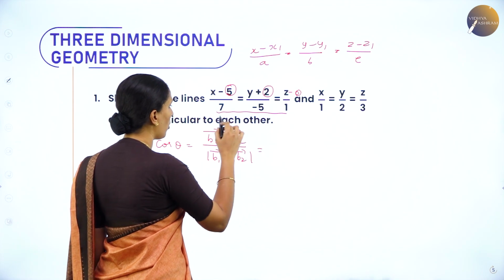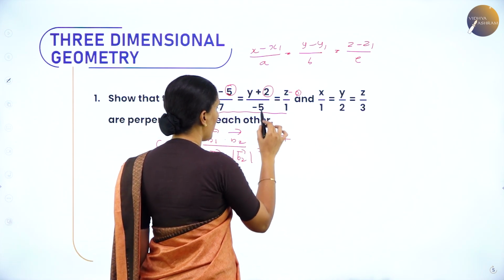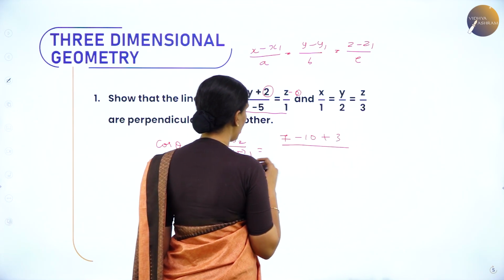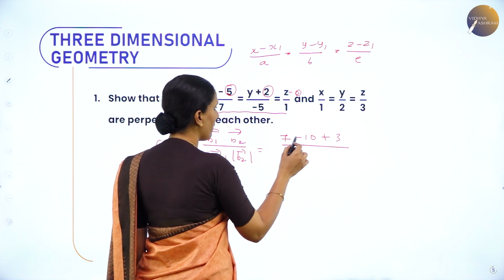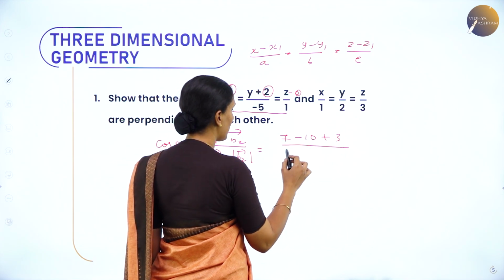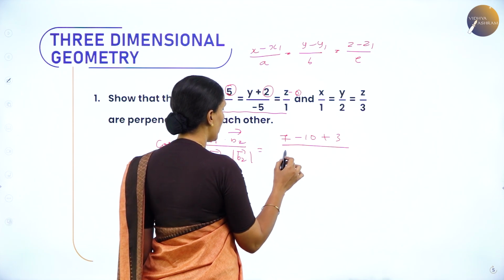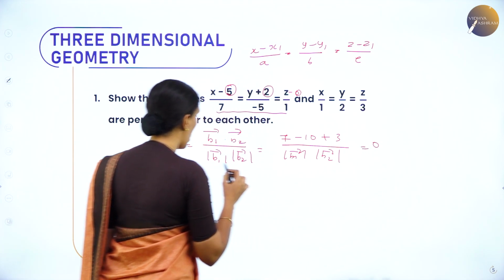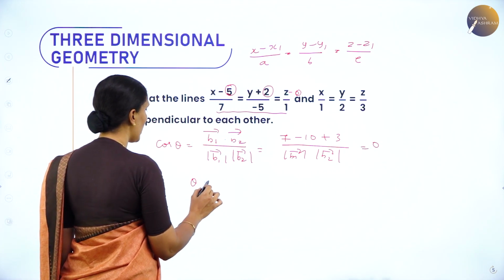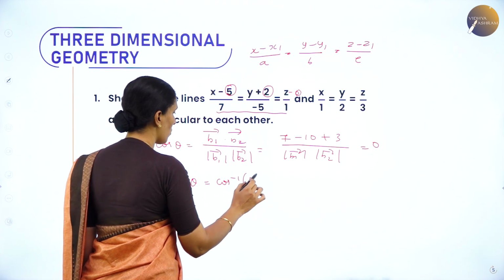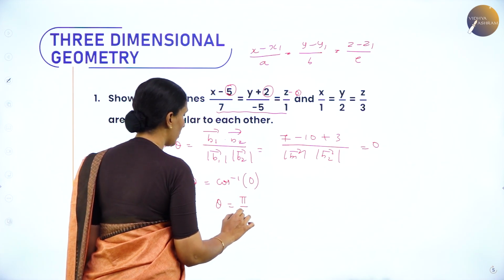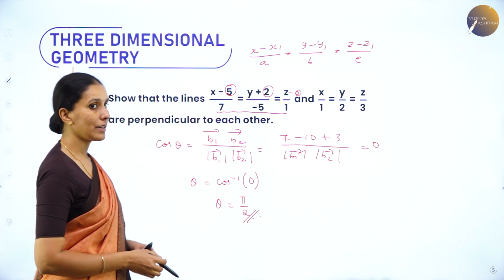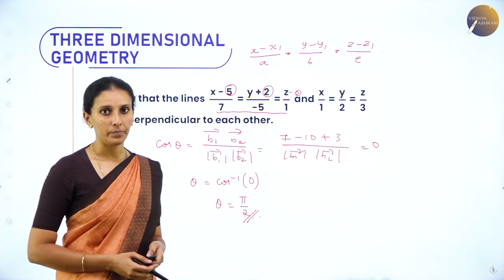Now if we take b1 dot b2, 7 ones are 7, minus 5 into 2 is minus 10, and 1 threes are 3, whole divided by their magnitudes, whatever they are. 7 minus 10 is minus 3, minus 3 plus 3 is 0. So here it is magnitude of b1 and magnitude of b2. Clearly we have cos theta equal to 0. If cos theta is 0, then theta is cos inverse of 0, so theta is equal to pi by 2. Since theta is pi by 2, we can clearly conclude that the lines are perpendicular to each other. Next.